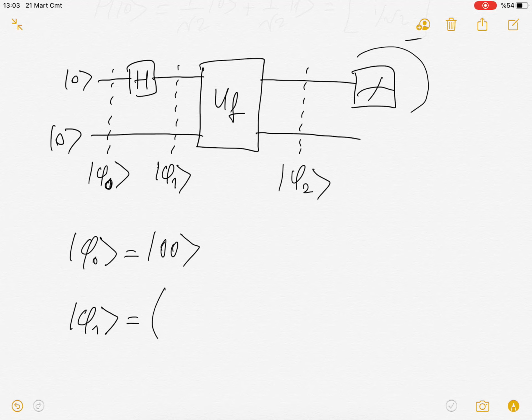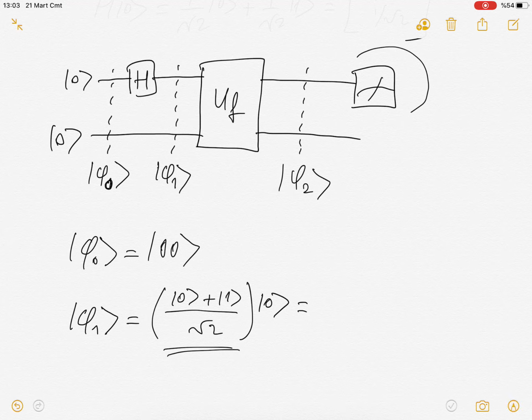So the first qubit is in state plus, (|0⟩ + |1⟩)/√2, tensor |0⟩. Now this is the first qubit in a superposition, right? And this is the state of the second qubit, which is unchanged. If we distribute it, we get (|00⟩ + |10⟩)/√2.